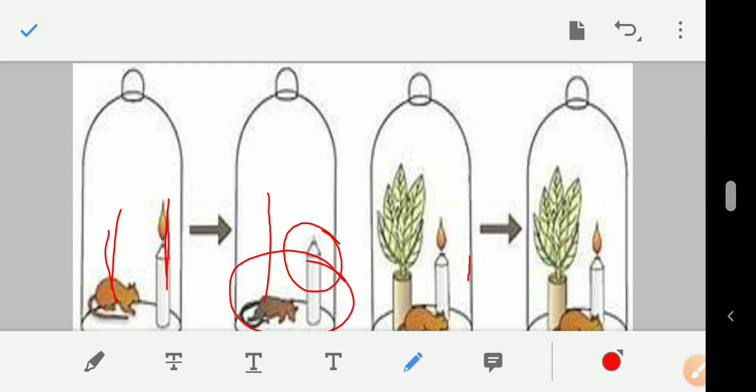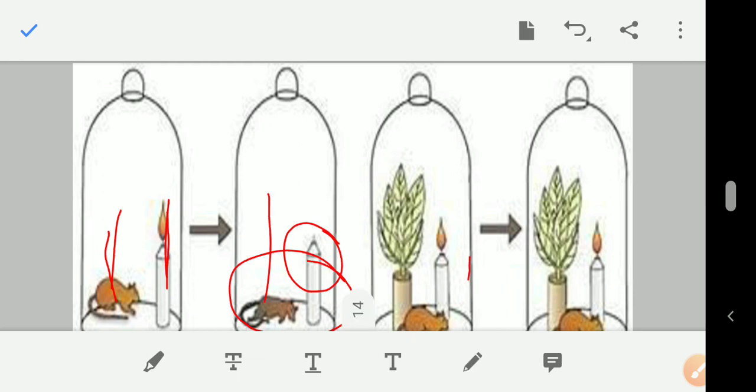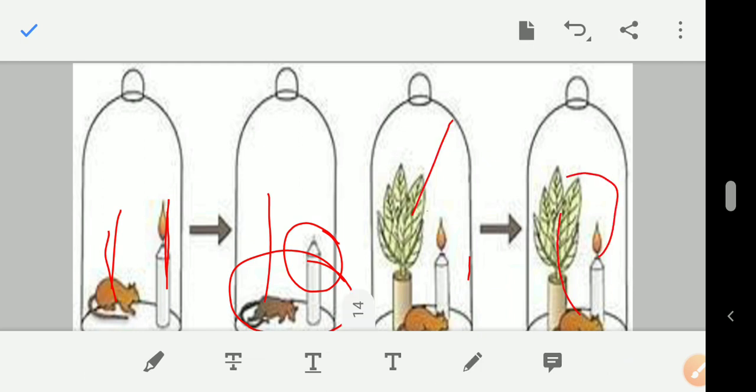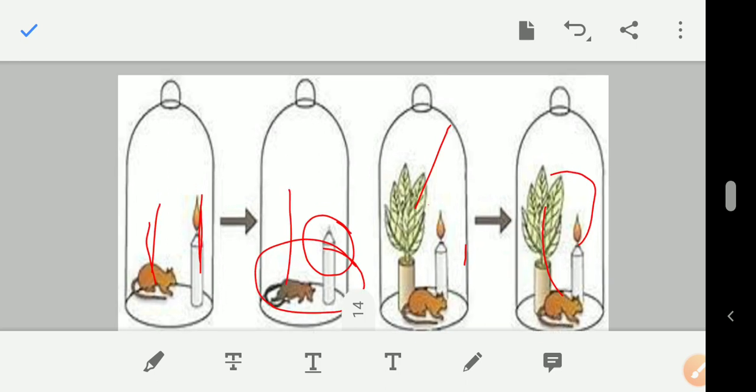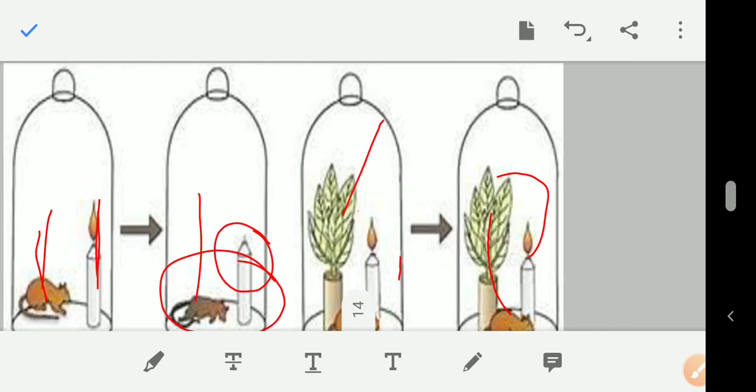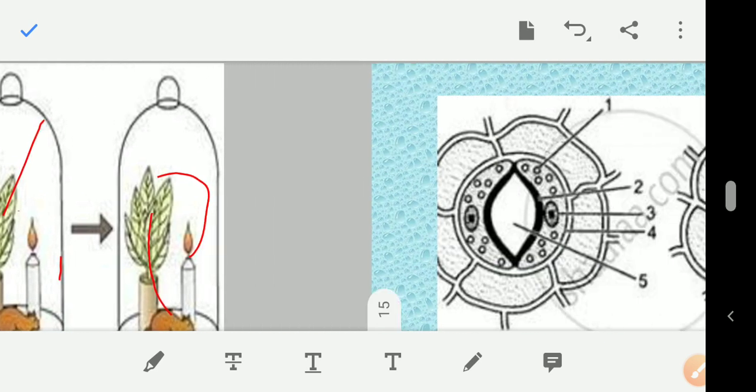In the other diagram, we have taken a plant also. Because of the presence of this plant, it will use the carbon dioxide released by the rat as well as by the candle, and it will produce oxygen. This oxygen will help in combustion, and this oxygen will help in respiration. So the main important aim of this experiment is to show that oxygen is released during the process of photosynthesis.